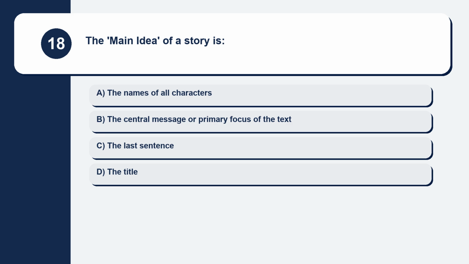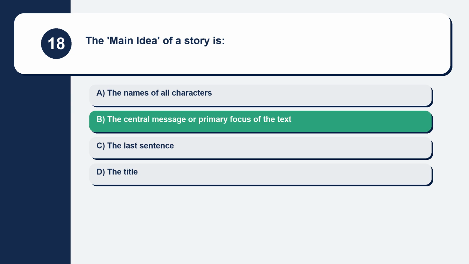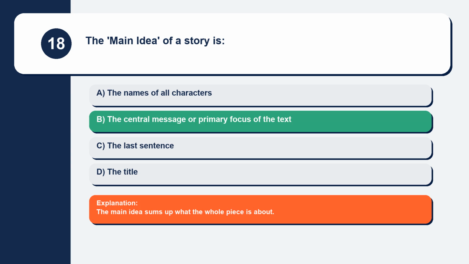Question 18. The main idea of a story is the names of all characters, the central message or primary focus of the text, the last sentence, the title. The main idea sums up what the whole piece is about.